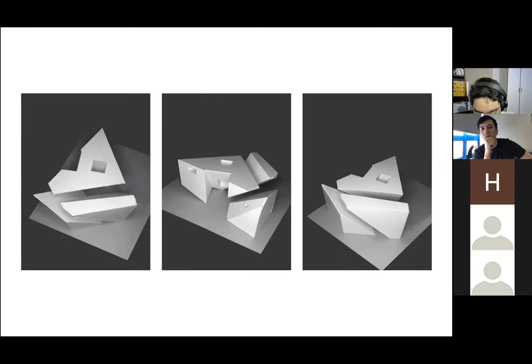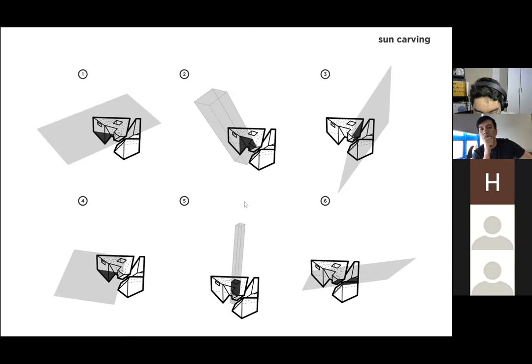And then this is the sun carving. What I did for the sun carving was I got the hottest day in the year, which is approximately June 21. And then I got the coldest day also, which is around January 21. So what I did with it was I cut out the time.